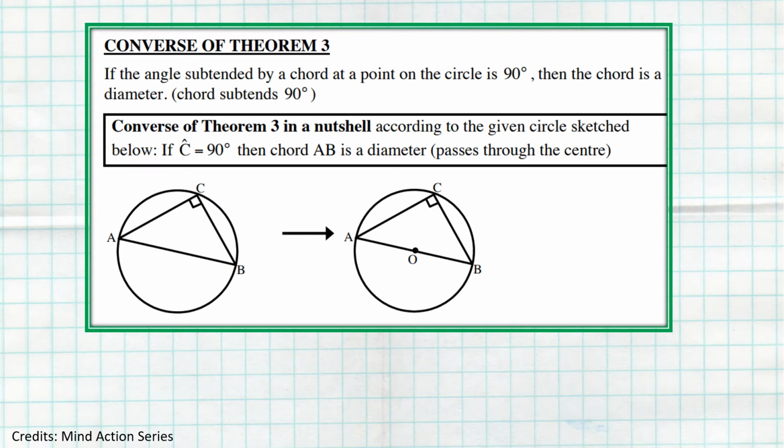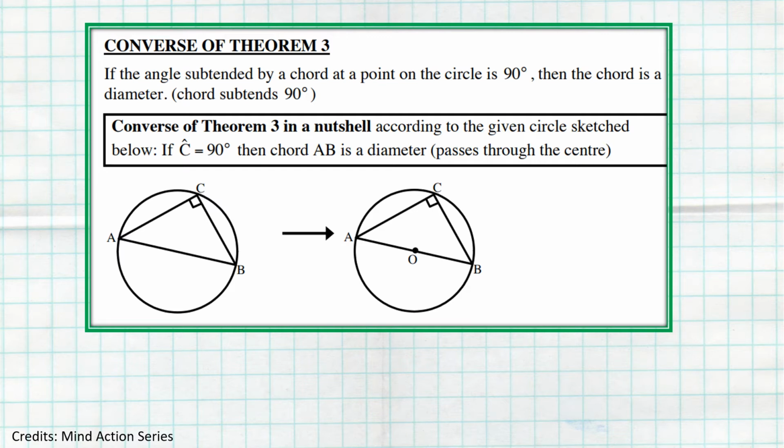Now we're taking that in a reverse way to say, if you just have a chord, without knowing that that chord is a diameter or something, you just have a line, and it's subtending a right angle on the circumference, then that line will be called a diameter. That is, it passes through the center of the circle, right?